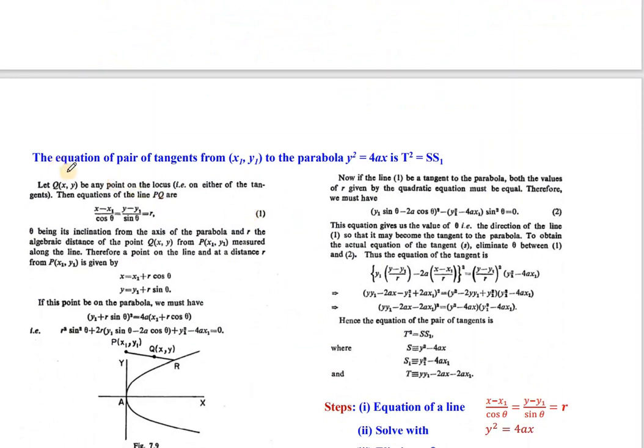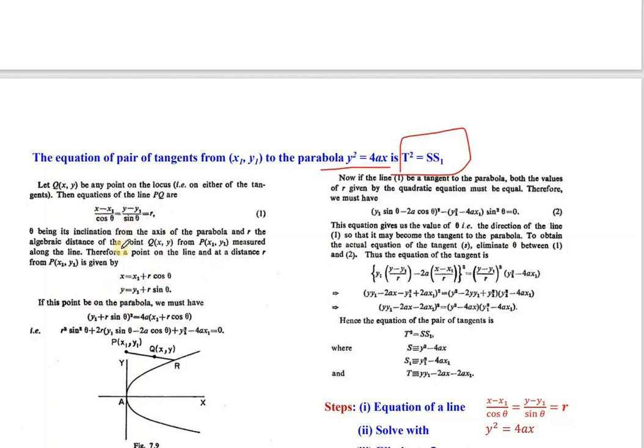Now we want to find the equation of the pair of tangents from x1, y1 to the parabola y square is equal to 4ax, and we are going to show that it is T square is equal to SS1. For which we consider this line and Q of x, y to be any point on it, and P of x1, y1 to be a point from which we are going to show that two tangents we can draw. So you have P of x1, y1, and we will take this line equation from the previous discussion, (x minus x1) by cos theta equal to (y minus y1) by sin theta equal to r.